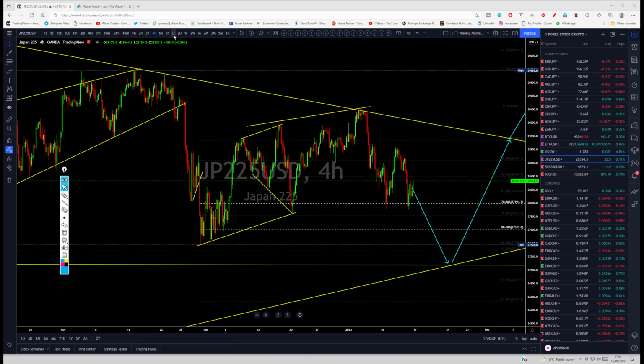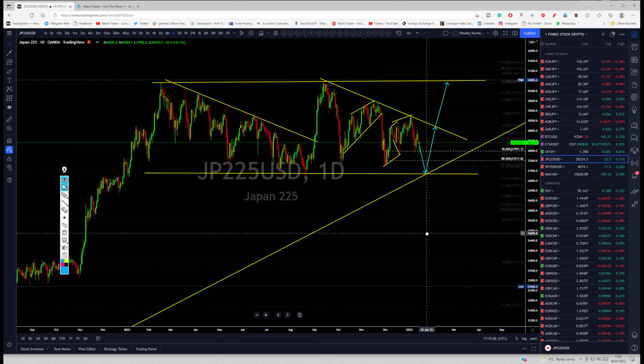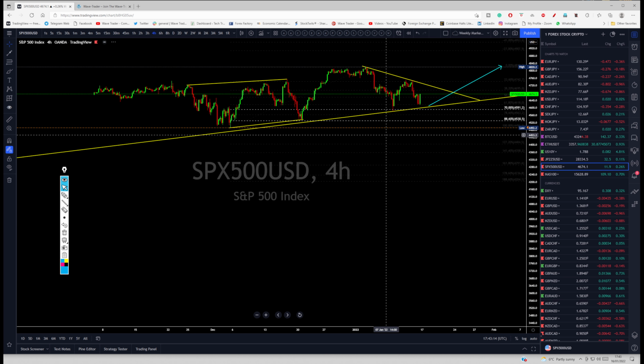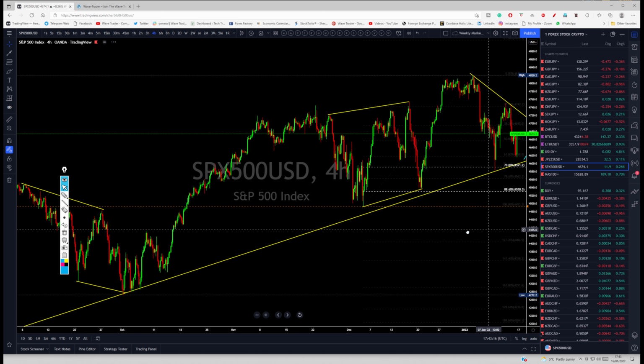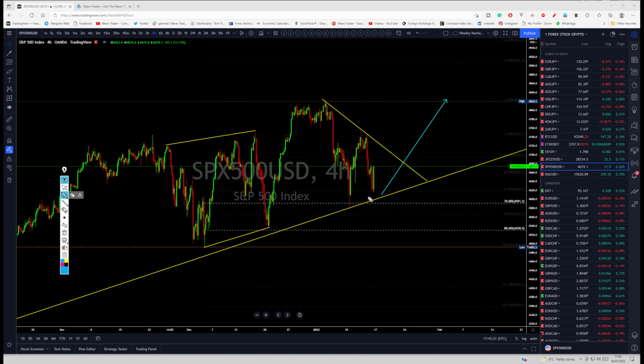So indices are going to stay under pressure rather than running for more upside, as we know that major central banks are looking to raise the interest rate or tighten their policy. So indices may stay under pressure. So when you're trying to buy the dip, just keep that in mind. We may not see the run-up on the indices anymore like we have seen in the last couple of months.